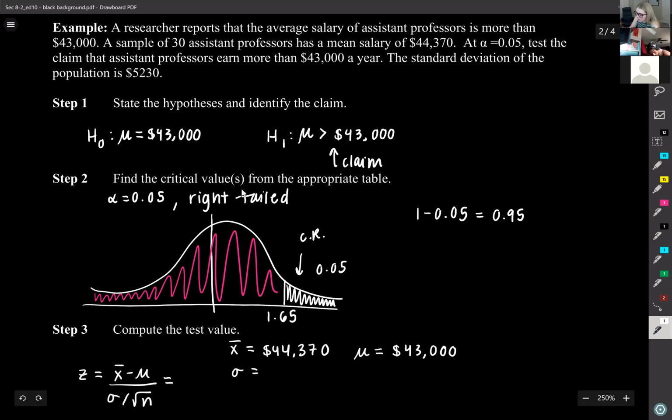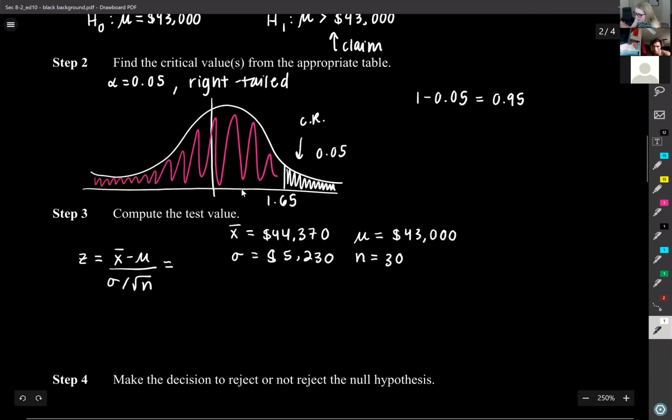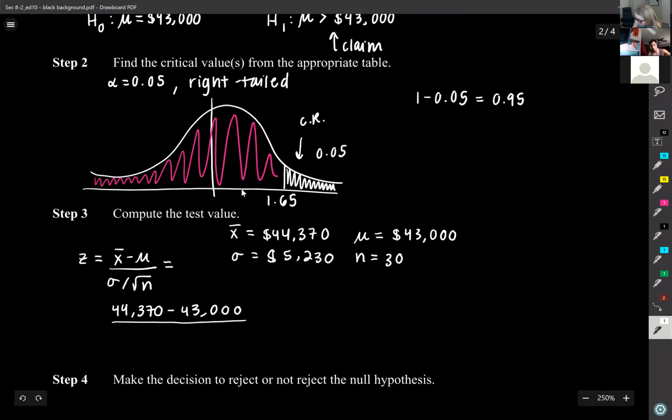Sigma is the standard deviation of the population, which we were told is 5,230. And then N is going to be 30, because our random sample has a size of 30. All right, let's plug this all in. So this is equal to 44,370 minus 43,000 over 5,230 divided by the square root of 30. I'm going to grab my calculator and we're going to figure out what this number is.